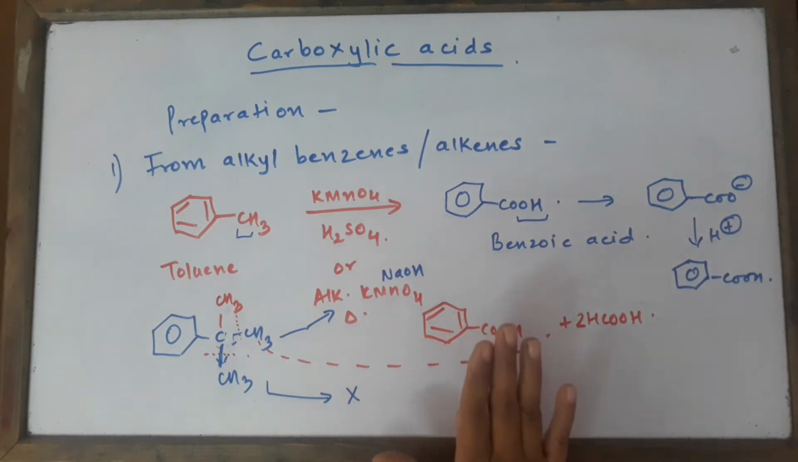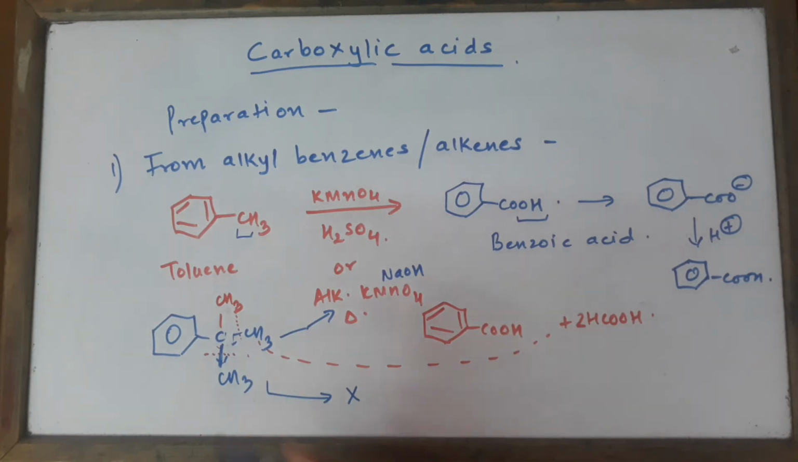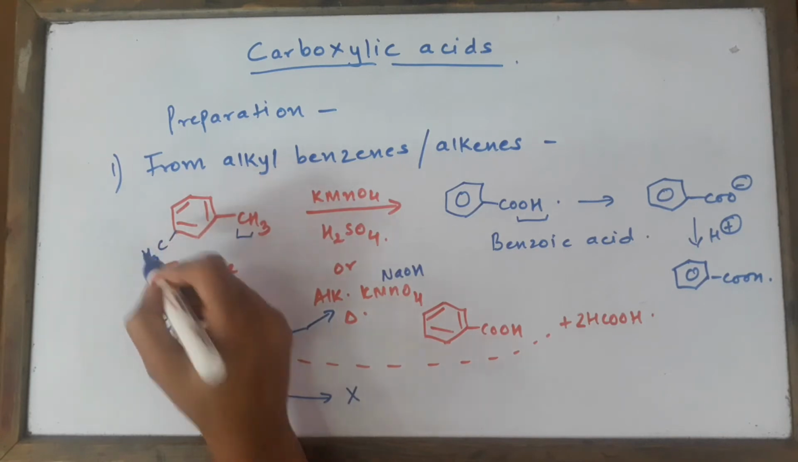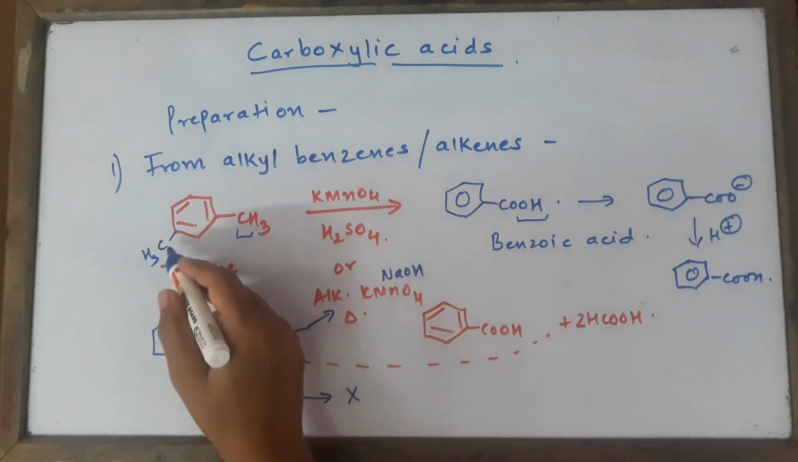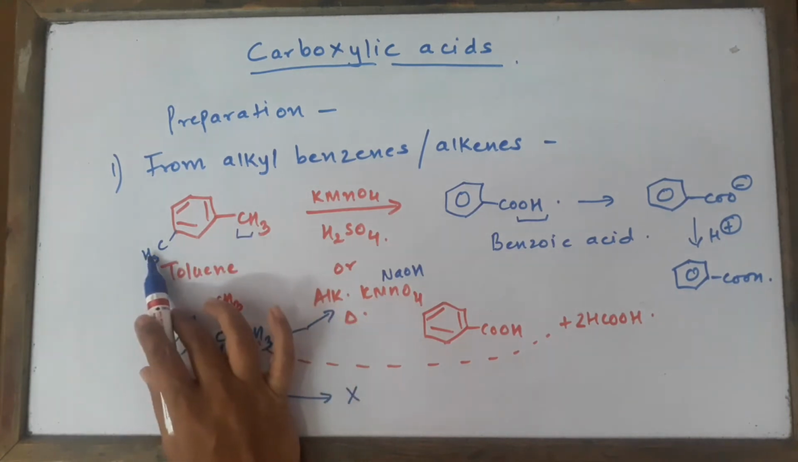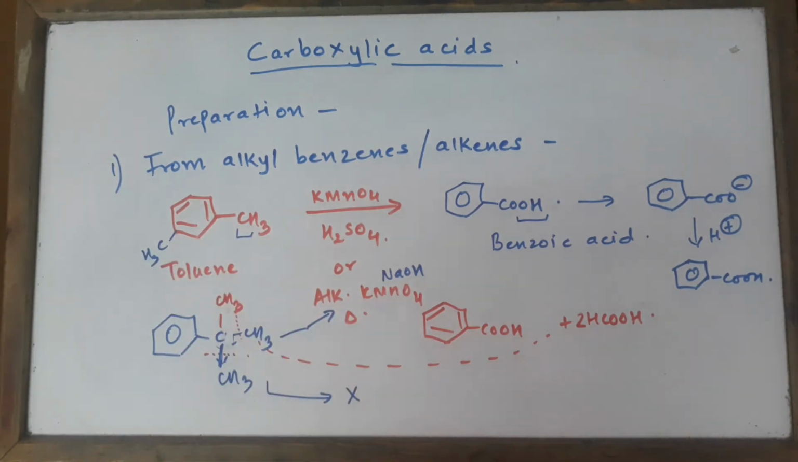So I think this is extremely clear to you. How do we do it? And one more example I can give you. Suppose I write one more CH3 over here. So again, what you're going to get is 2 COOH, one over here and one over here. So children, that was the simple method.